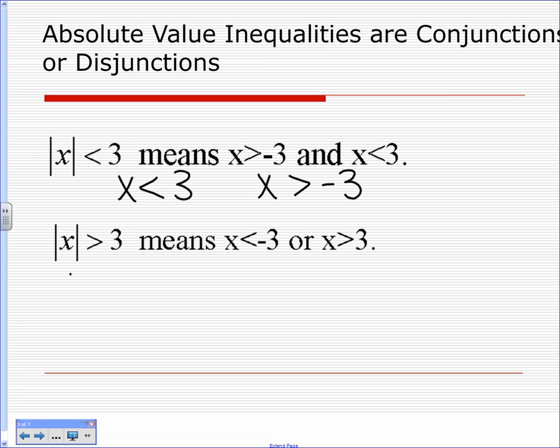Looking at this one, what would be the first one? X is greater than 3, right? Yep. And then how would I get the other one? X is less than negative 3, which we already have, right? That's where they come from. You see how to get the 2? Okay.